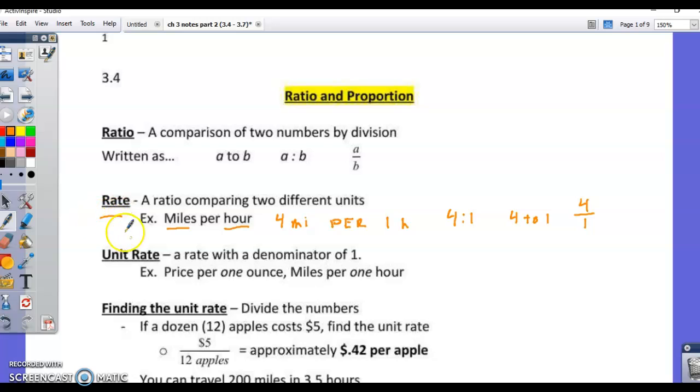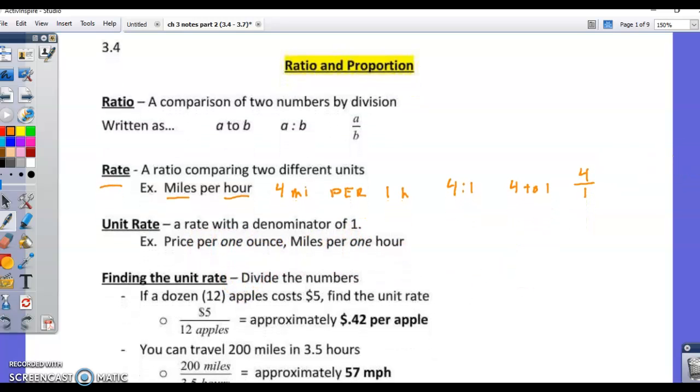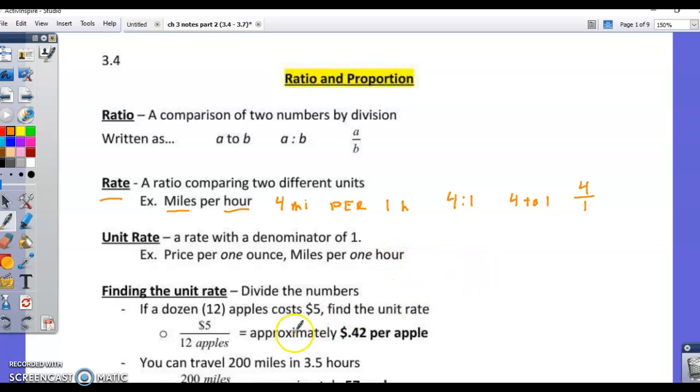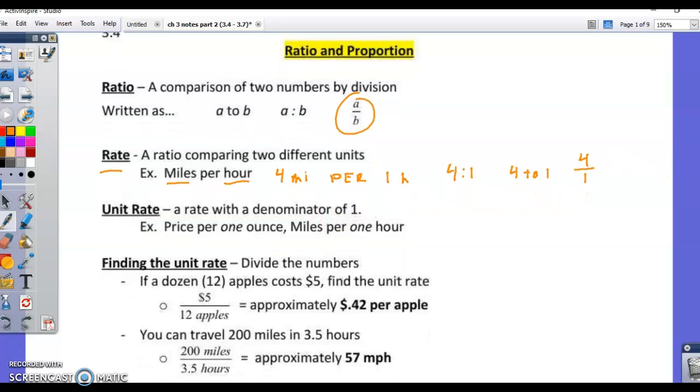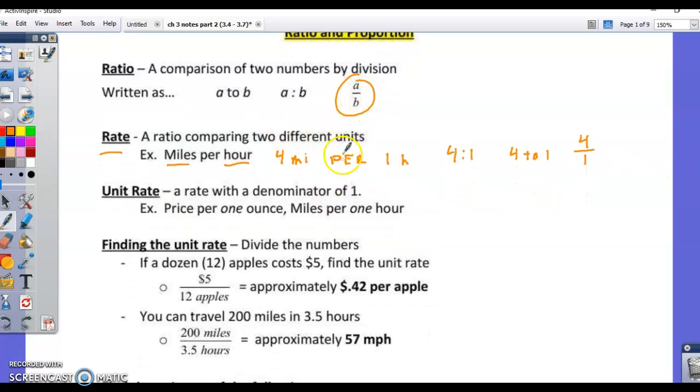A unit rate, building off of rate, is a rate with a denominator of 1. So this is an example of a unit rate. How many miles per 1 hour? What is the cost per ounce of food? If I had to find the unit rate given two different units, all you have to do is set up the ratio in the form of a fraction and divide it. So be careful on which unit is on the top and on the bottom. If I'm trying to find miles per hour, I would have miles on the top and the hours on the bottom, and I would divide.